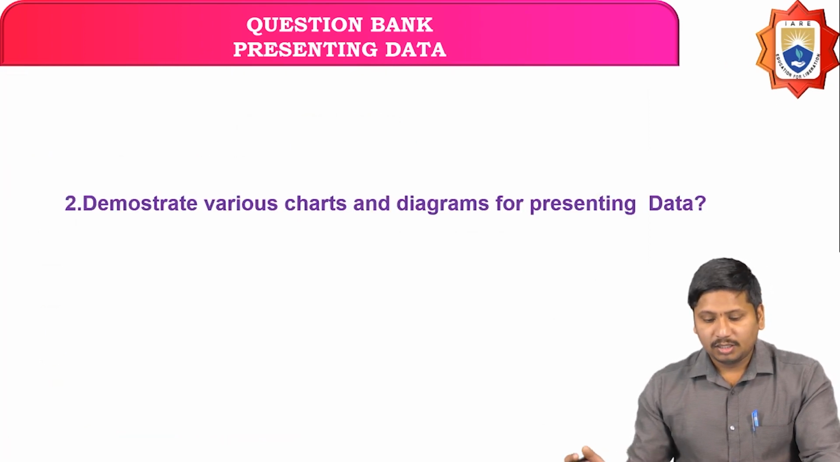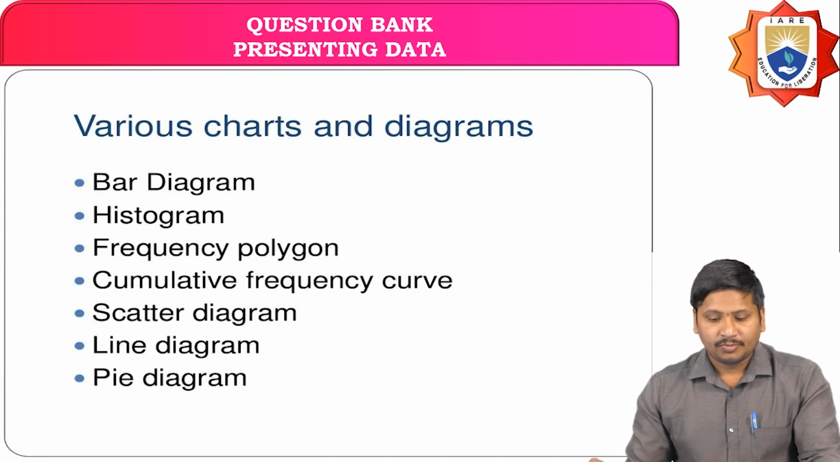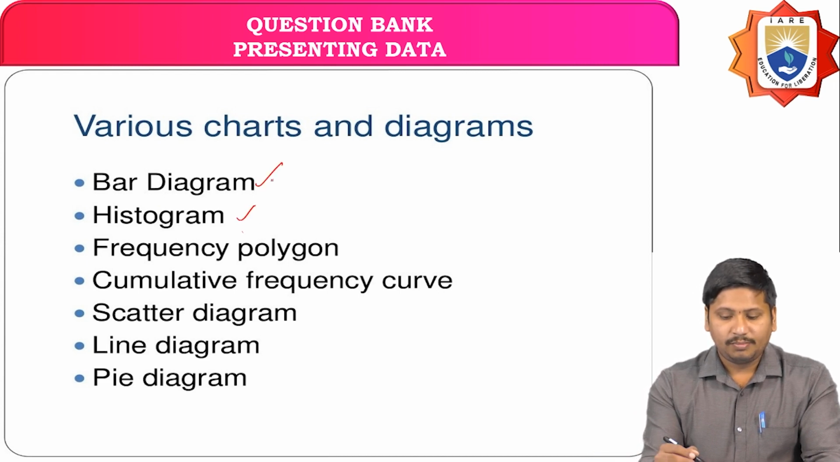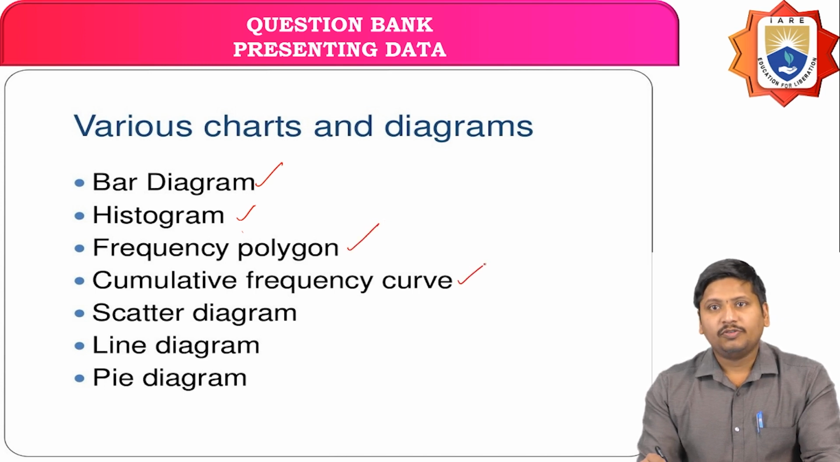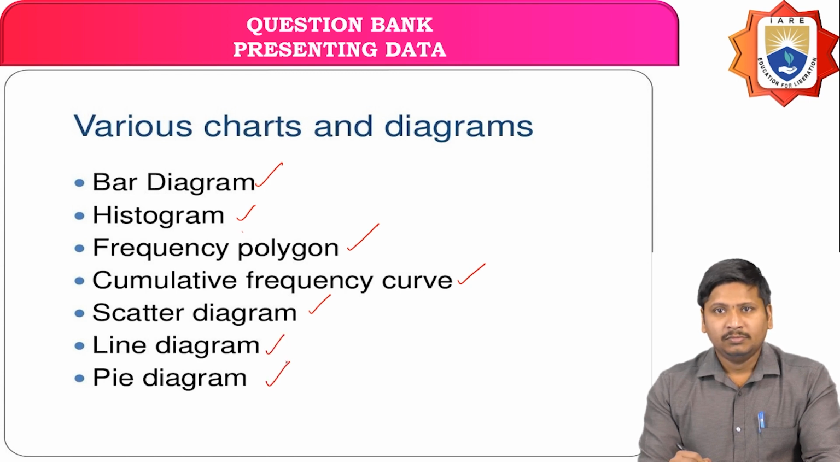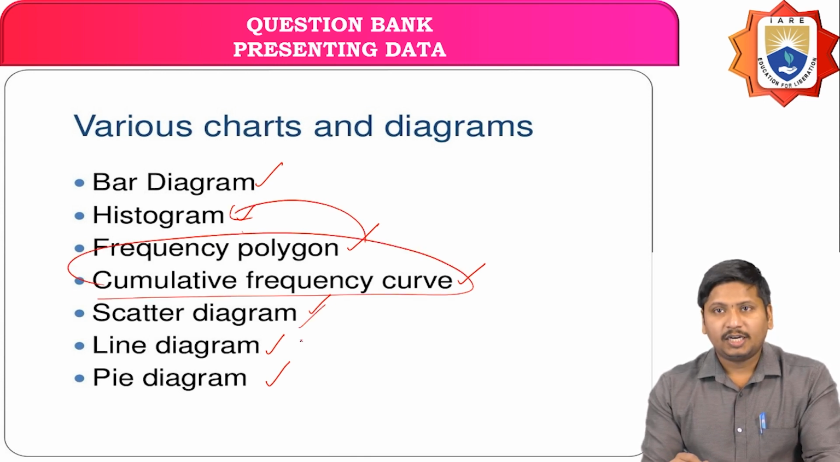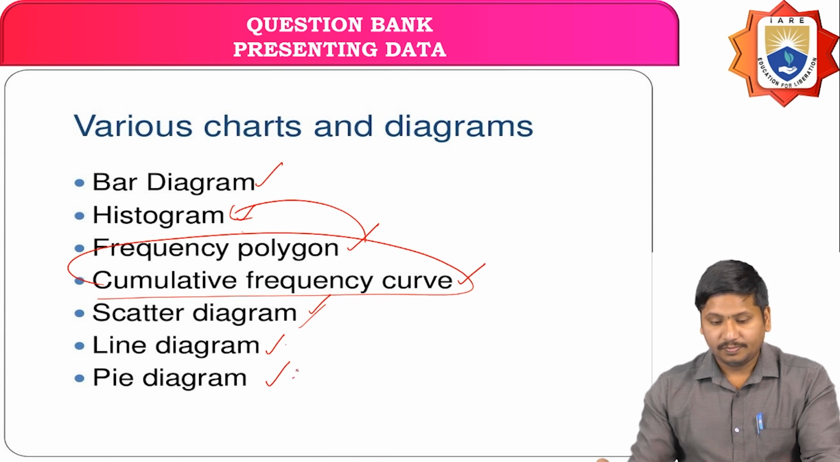And the second thing is to demonstrate various charts and diagrams for presenting the data. Some of the charts and diagrams are the bar diagram, histogram, frequency polygon, cumulative frequency, scatter diagram, line diagram, and then pie diagram. These are some of the diagrams available for presenting the data. The first is the bar diagram, and then histogram, frequency polygon, and cumulative frequency curve. These two can be obtained from the histogram itself. And scatter diagram is something different, then line diagram and pie diagram.